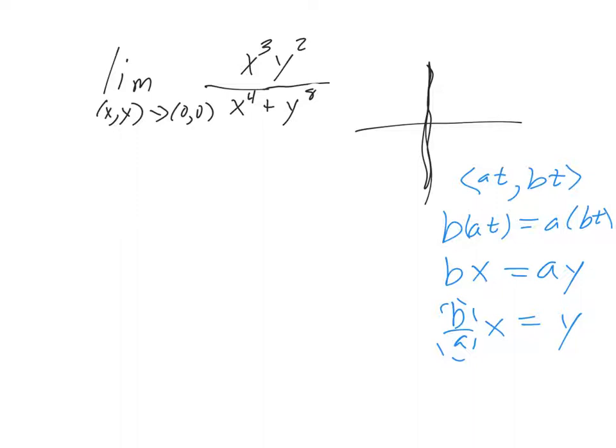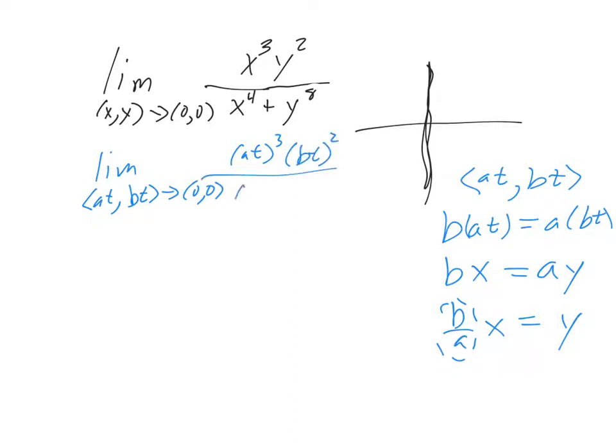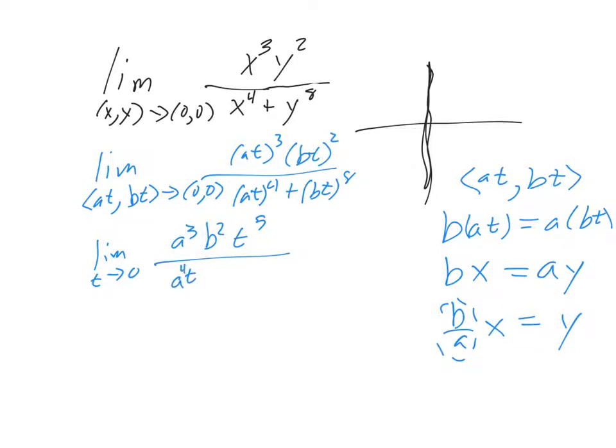Okay, and so if I plug this parameterization into the limit, at, bt going to 0, 0. So my x's turn into at, my y's turn into bt, so at to the fourth plus bt to the eighth. So really now we're looking at this limit as t goes to 0. How can we simplify this? So on the top we have a cubed b squared t to the fifth over a to the fourth t to the fourth plus b to the eighth t to the eighth.